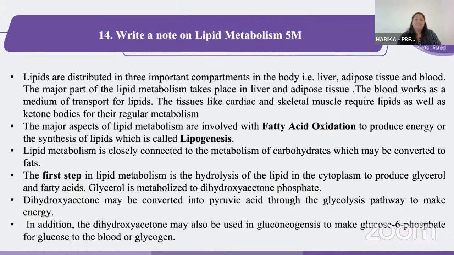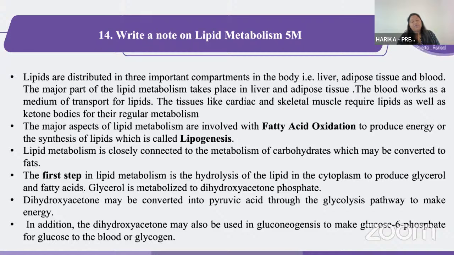These glycerols are metabolized to dihydroxyacetone phosphate, and dihydroxyacetone may also be converted to pyruvic acid through glycolysis. We know the pathway of glycolysis, right? There are several steps. Glycolysis, in the presence of ATP molecules, the energy molecules, ultimately converts glucose into pyruvate, right? So here, this dihydroxyacetone may also be converted to pyruvic acid through the glycolysis pathway.